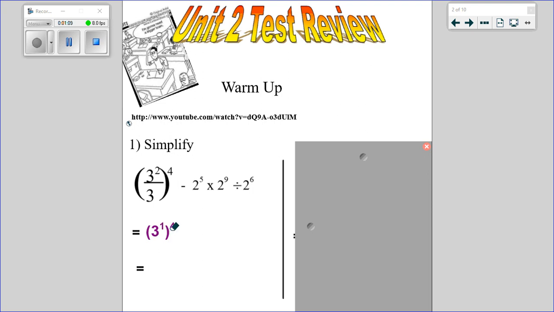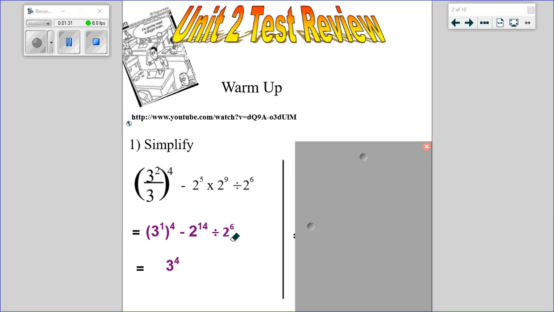Now we have a power to a power. We multiply exponents. So this is going to become 3 to the 4th. So that is simplified. The second part is separated by subtraction, and we have all like bases. So when we multiply like bases, we add our exponents. So 5 plus 9 is 14.